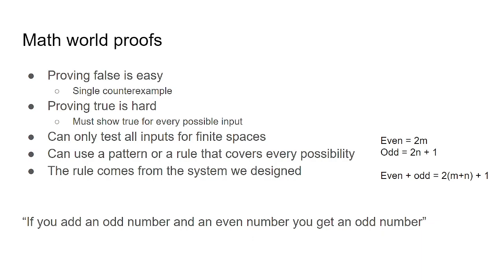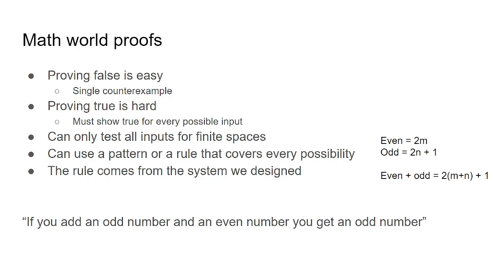So how would you actually prove something? Well, one thing you could do is use a pattern or a rule that covers every single possibility. And in the math world, because we designed the system, we created the rules and the definitions that govern everything, we have the rules and the patterns that cover every possibility. So, for example, we define an even number to be a number that's 2 times an integer, and an odd number is a number that's 2 times an integer plus 1. So we now have a rule that covers every single possible even number and every single possible odd number.